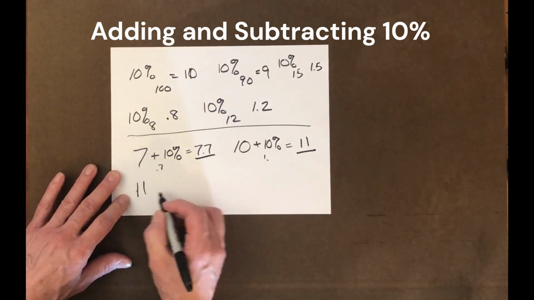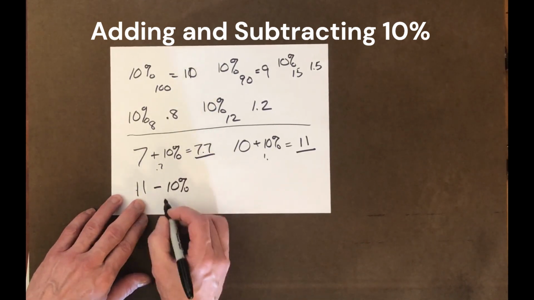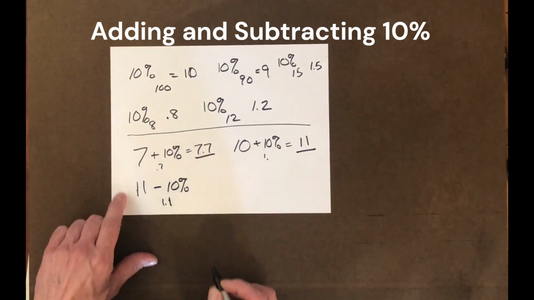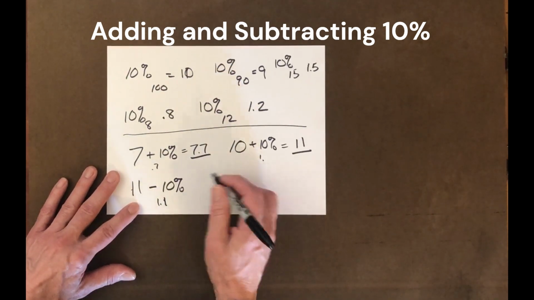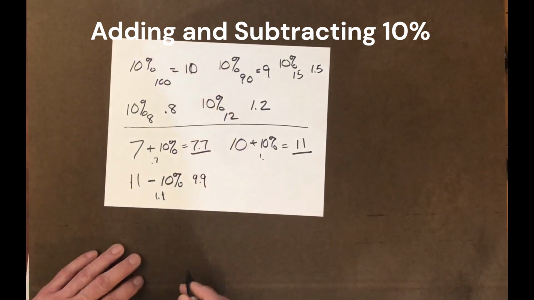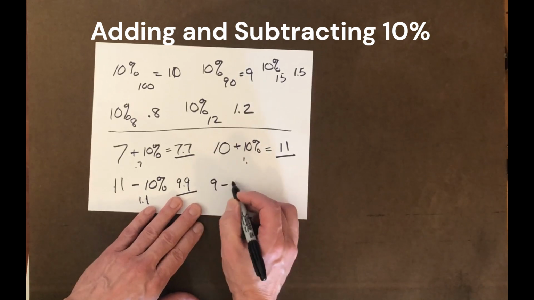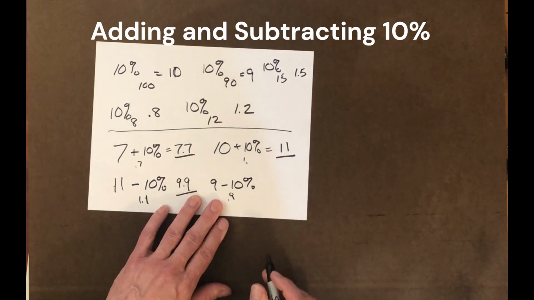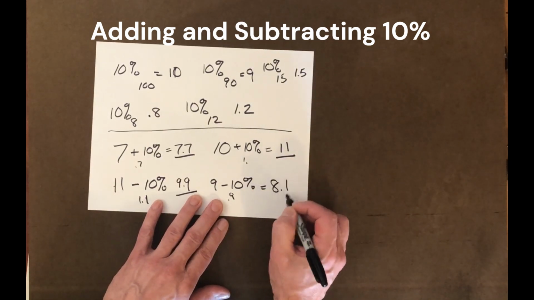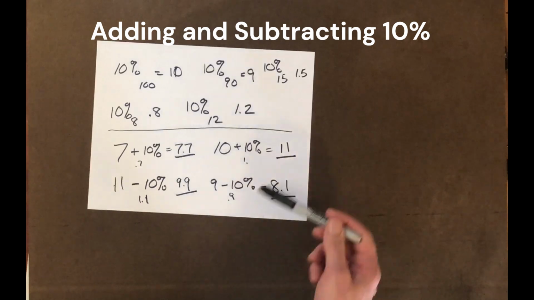What is 11 minus 10%? 10% of 11 is 1.1, so 11 minus 1.1 would be 9.9. What is 9 minus 10%? Your 10% would be 0.9, so your answer is 8.1. And that's it for 10%, keeping it as simple as possible. So we have our apple pie, we have our 10%.